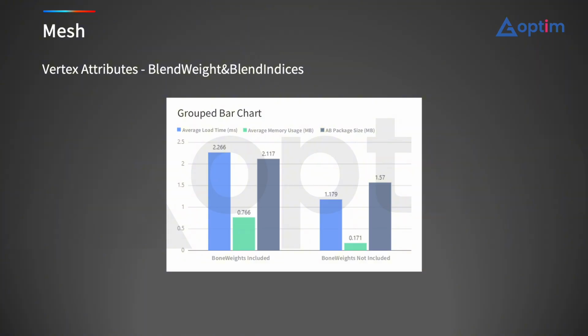For example, we tested bone weighting data. When bone weight information was absent, memory usage was about 0.171 megabytes. When skeletal data was included, memory usage increased to 0.766 megabytes. Package size and loading time also showed noticeable differences.